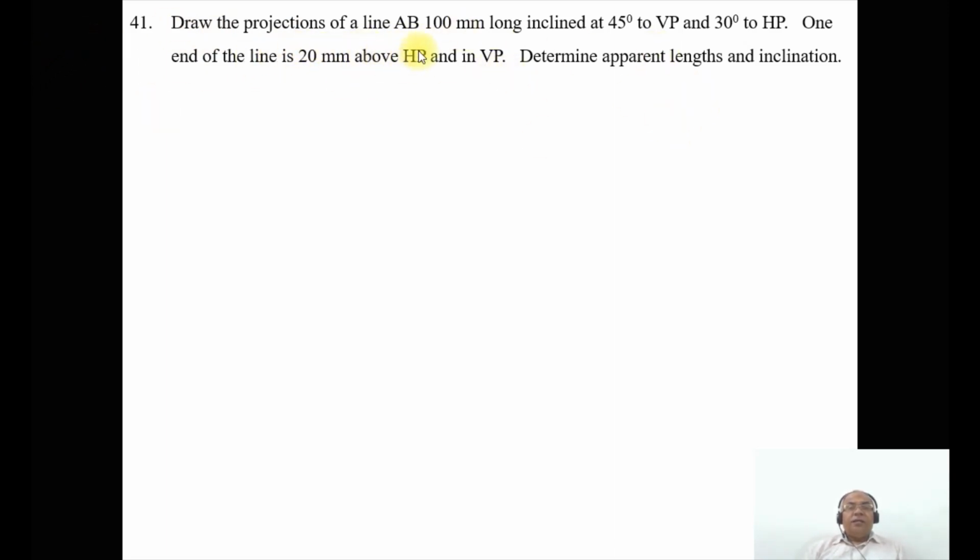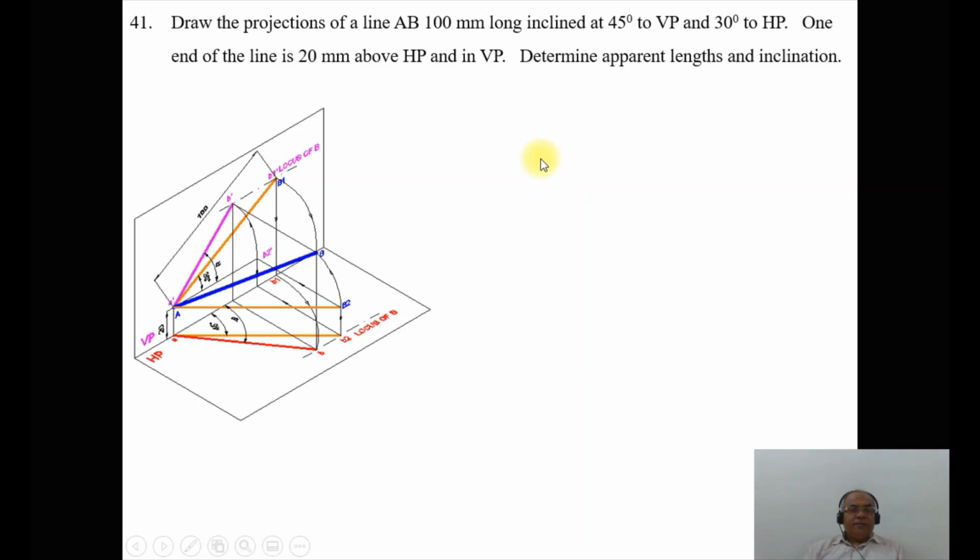Draw the projections of a line AB 100 mm long, inclined at 45 degrees to VP and 30 degrees to HP. One end of the line is 20 mm above HP and in VP. Determine the apparent length and inclination. Now to do that, first we will consider the three-dimensional analysis.